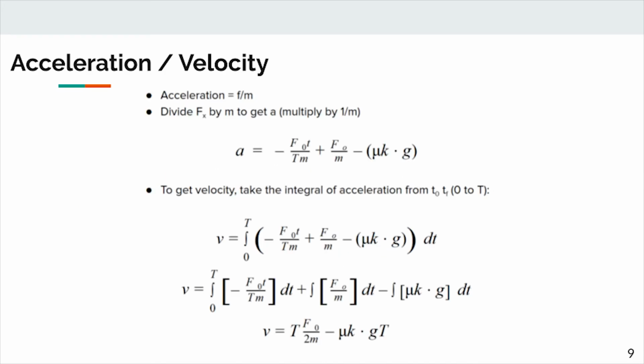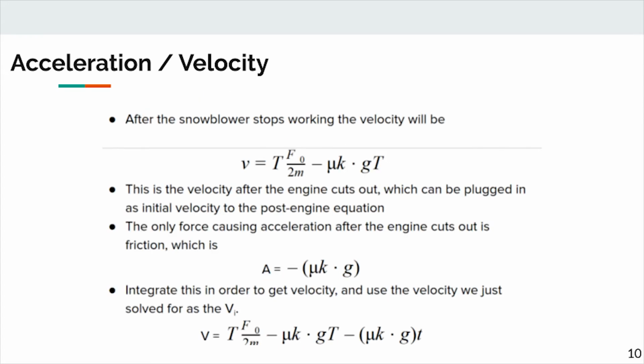Acceleration can be found by dividing force by mass. So dividing the force in the x direction by m, we get a new equation for acceleration. To find velocity, we take the integral of acceleration from t equals 0 to big T. So by integrating from 0 to big T, we find the velocity after the snowblower finishes working.